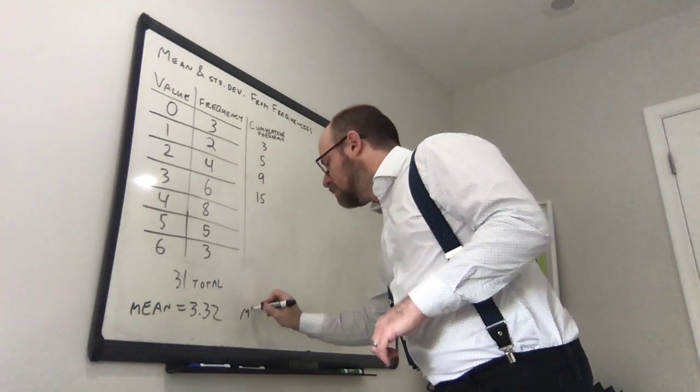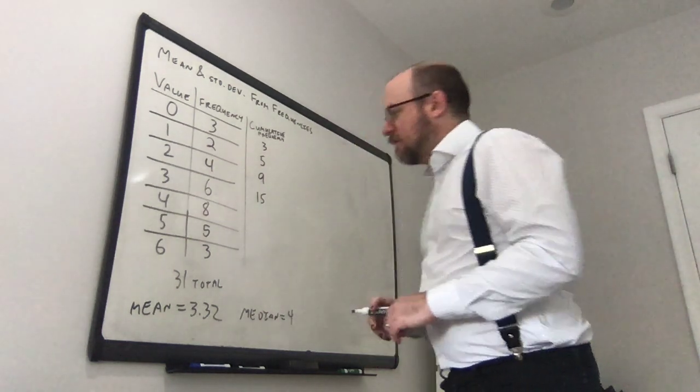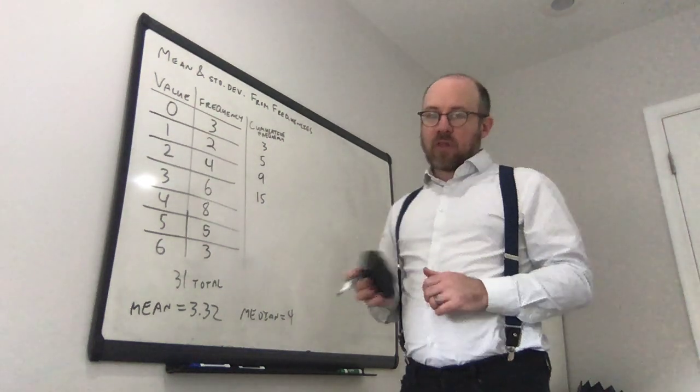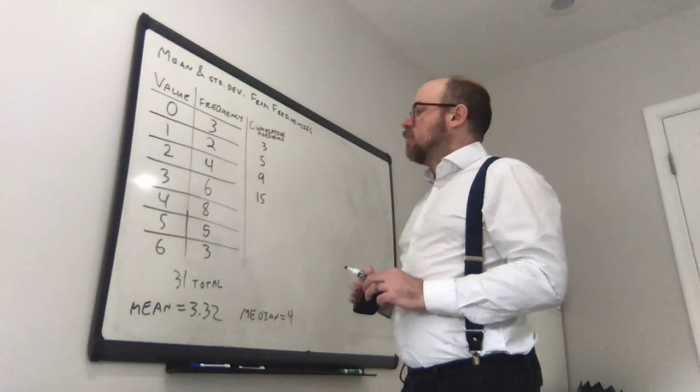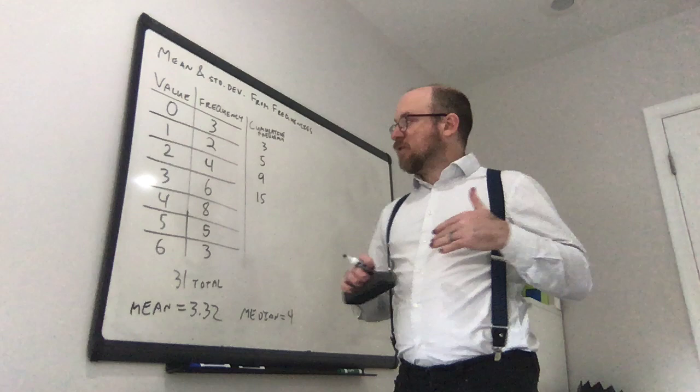Okay? And so our median is equal to 4. Okay? And so you can kind of count them up as you go along. You could do the same thing with relative frequencies and count up cumulative relative frequencies.